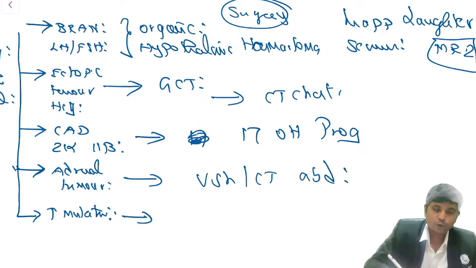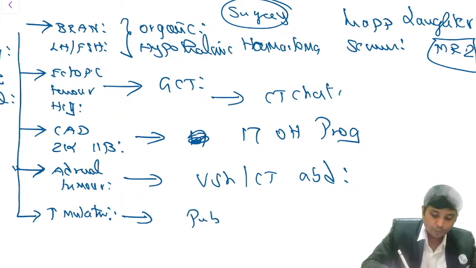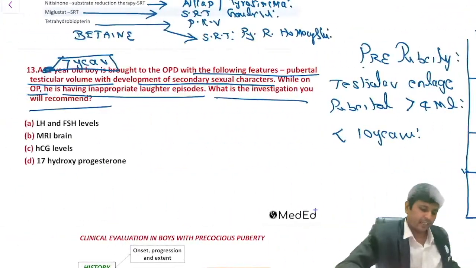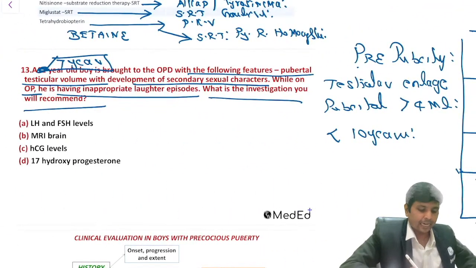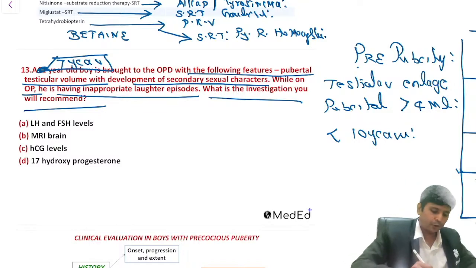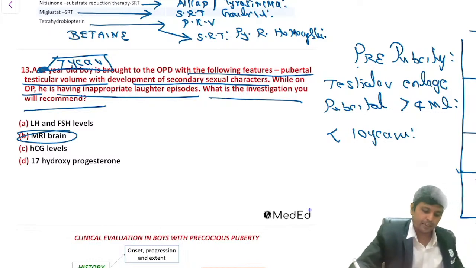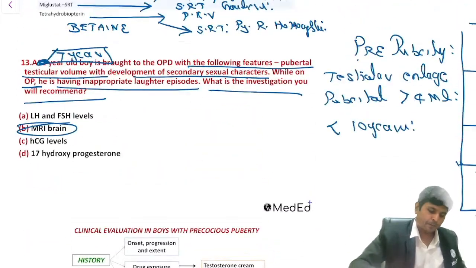And finally, testotoxicosis. Here you will get pubertal testicular volume, and here you have bilateral testicular enlargement, and you can do a mutational analysis. So what is the investigation of choice? Here the child is having inappropriate laughter episodes, and it must be due to a hypothalamic hamartoma. So MRI brain is the investigation of choice.